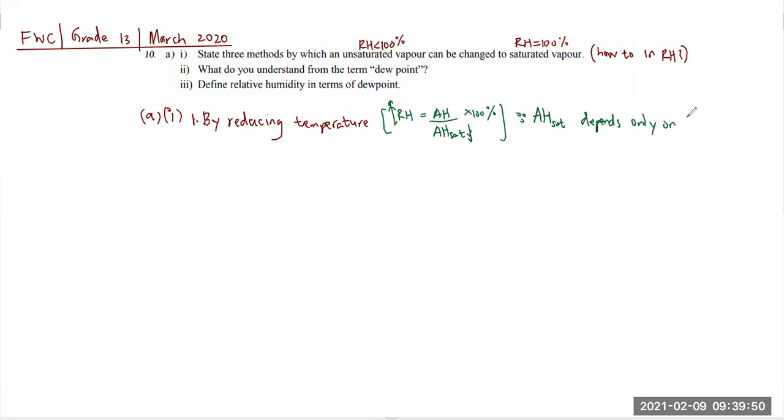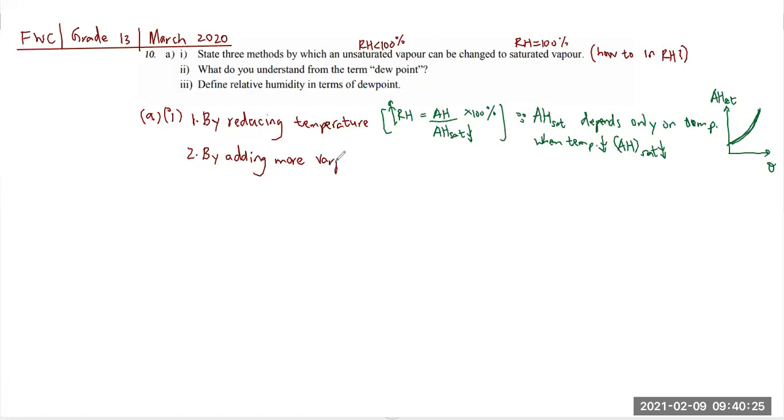That is one method. When temperature is reduced, absolute humidity of saturated vapor reduces. How does it reduce? There's a graph for that. We have already covered that in our theory class. Temperature, absolute humidity of saturated vapor, the variation goes like this. It's not a linear variation. Nonetheless, when you reduce the temperature, it will reduce. That's one method. And the second method, by adding more water vapor.